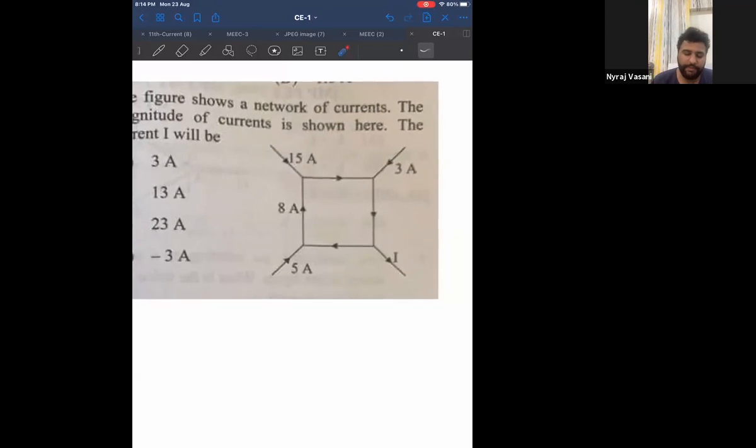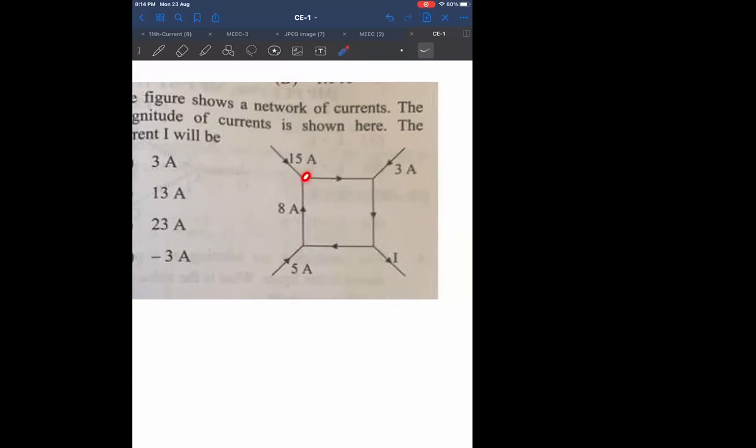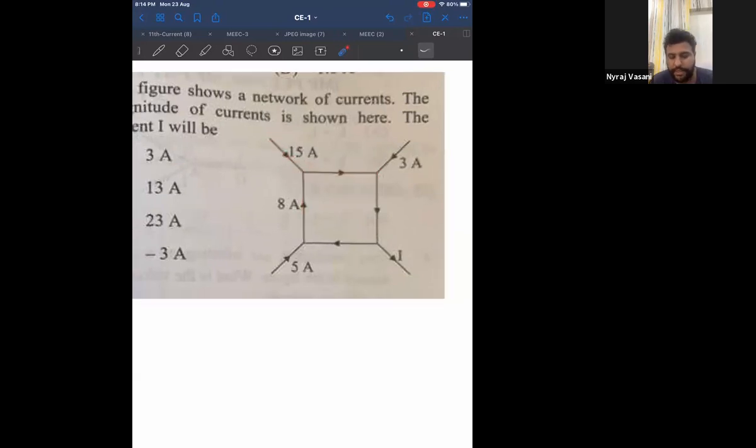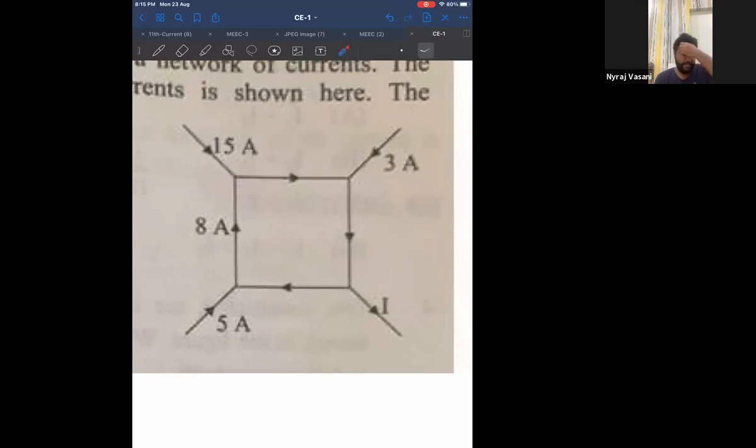Okay, let us start. Let us analyze. Tell me, which node do you think we will analyze? This one, or this one, or this one, or this one? Which one do you start with first? Can I say I can start with this, because I have both the currents entering? From there, I can start my answer. Okay. So look at the screen. I will start with that.